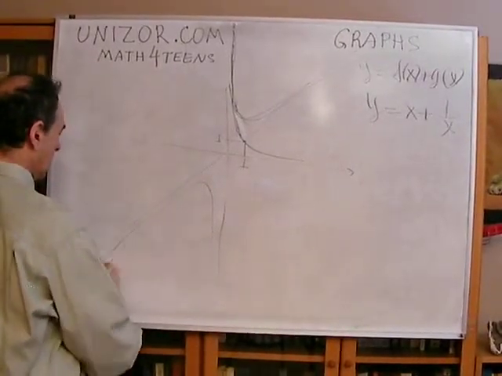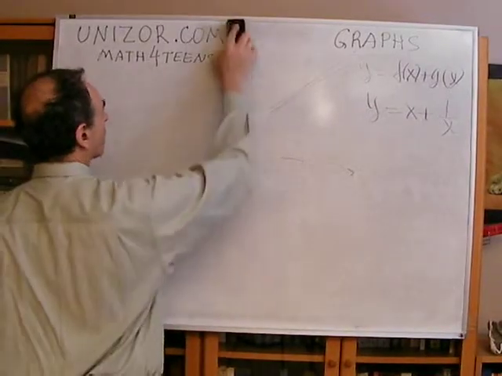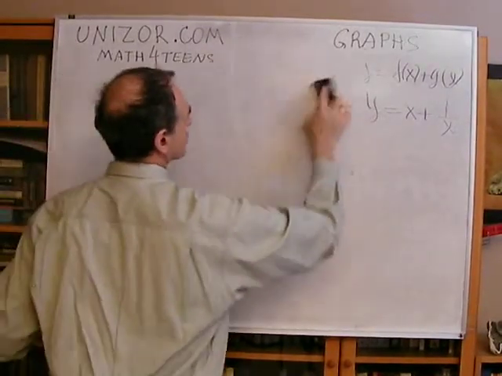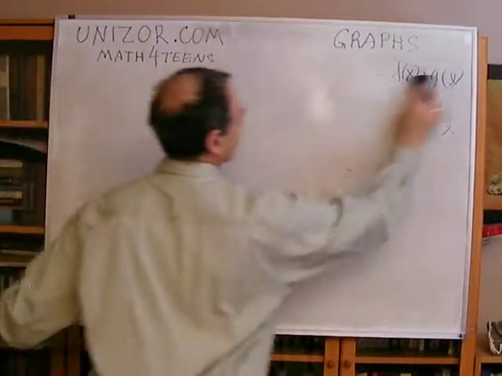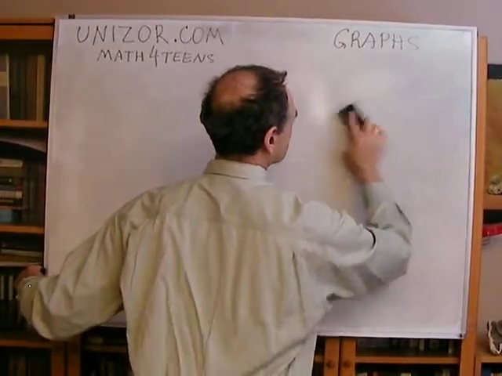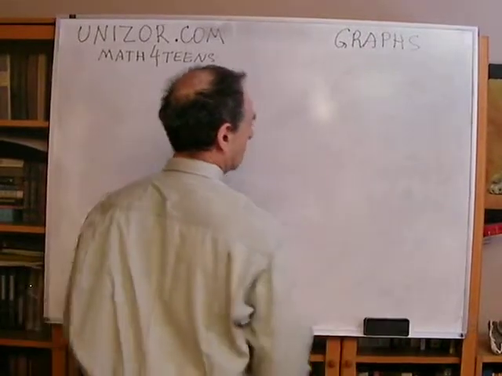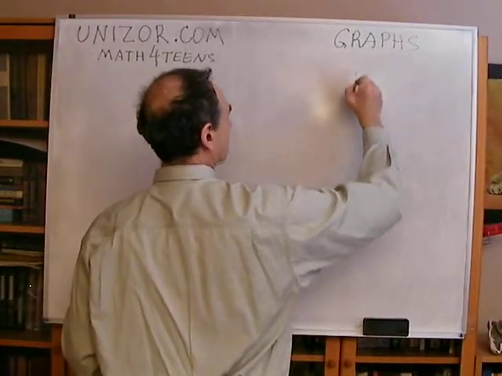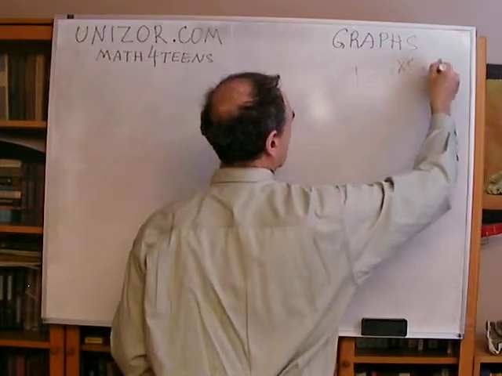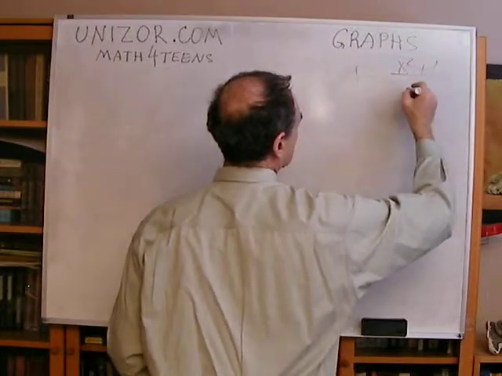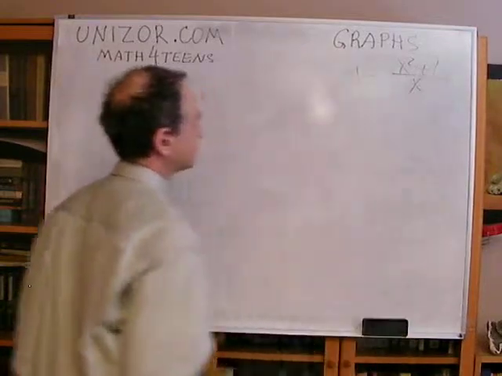Well, let me make one more interesting operation. Adding is easy. How about dividing graphs? Okay, we can do it too. It's not a big deal. Let's say you have a function, y is equal to x squared plus 1 divided by x.